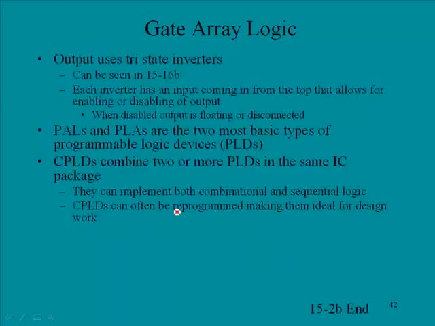Also, the outputs use what we call tri-state inverters, and they can be seen on 1516B. If you flip back to that page, you'll notice there are 1, 2, 3, 4, 5, 6, 7, 8 inverters on the final stage, on the far right. Each inverter has an input coming in from the top that allows for enabling or disabling of the output. When they are disabled, the output is floating, or sometimes they refer to that as being disconnected.